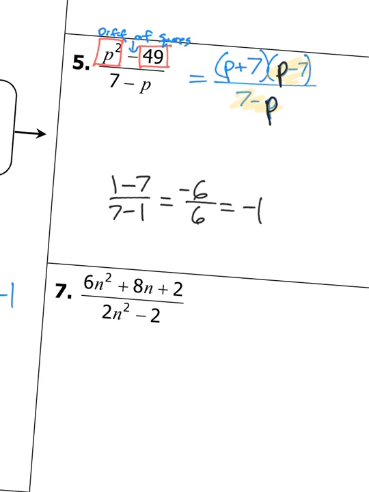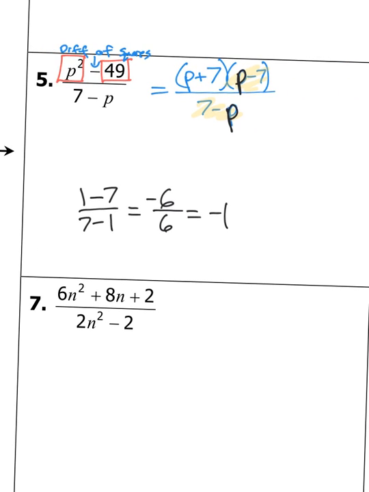Okay, so when we cancel out p minus 7 and 7 minus p, we would just be left with a negative 1, not a positive 1. So my final answer would be -1 times p plus 7. Okay, you could leave your answer like that, or you could say -p minus 7 if you distributed the negative in there. Okay, and that would be your answer for number 5.